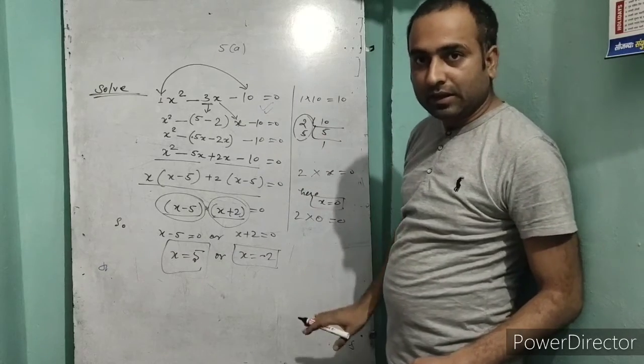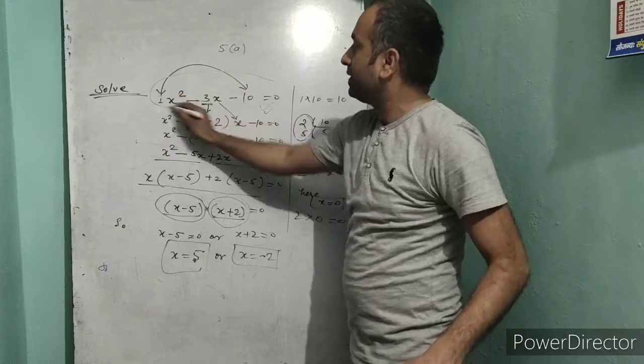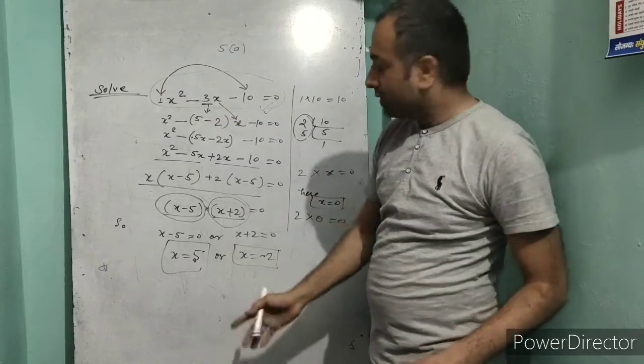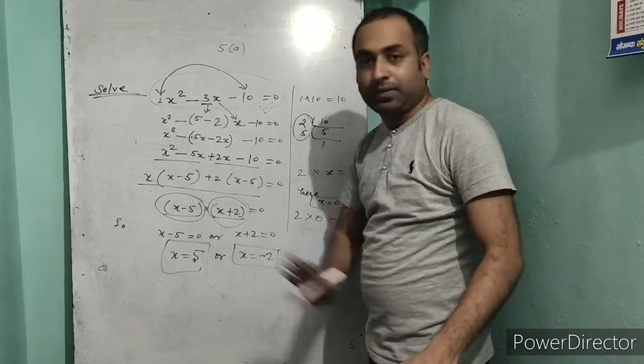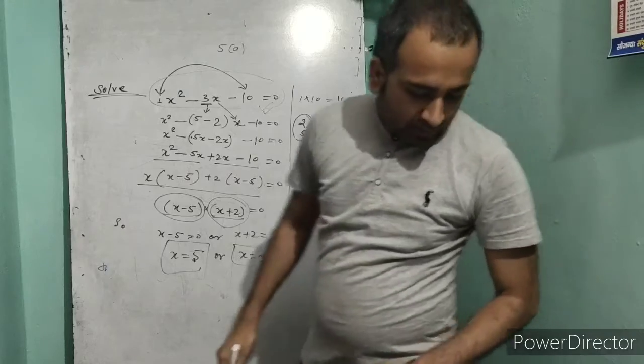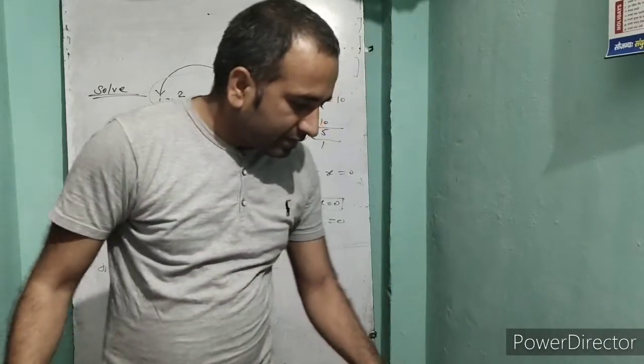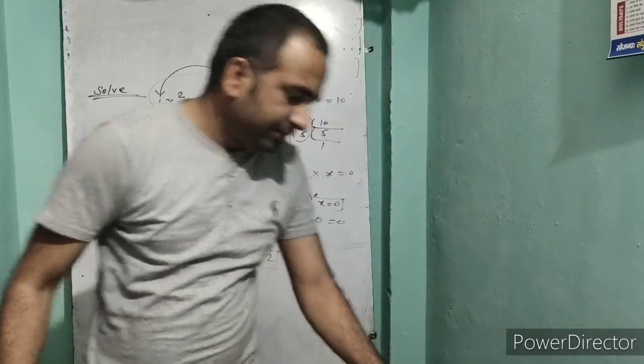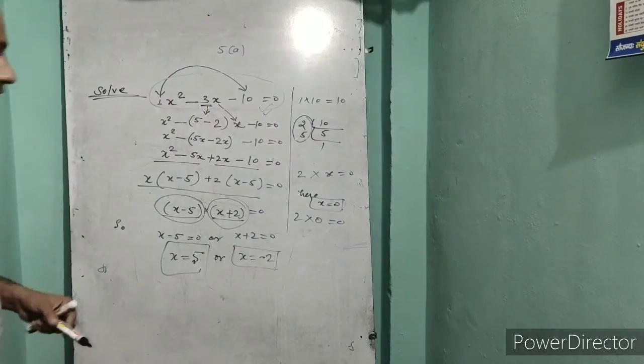Okay, if anyone asks you how many roots this equation has? 2. And what are the roots? They are minus 2 and 5. Okay, yes, that was question number 5. Now ready for another question.